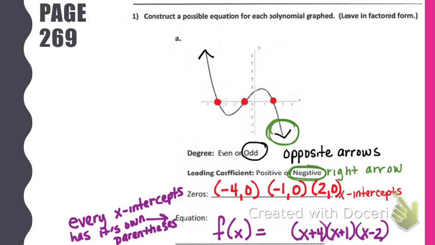And because this is a negative, we have to put a negative sign in front. Anytime the right side goes down, we have to start it off with a negative sign. And that would be my equation in factor form.